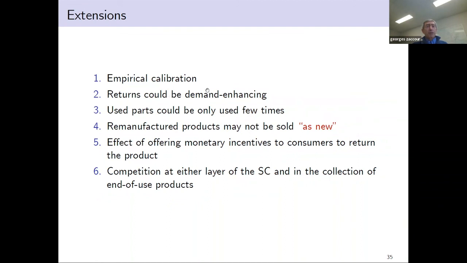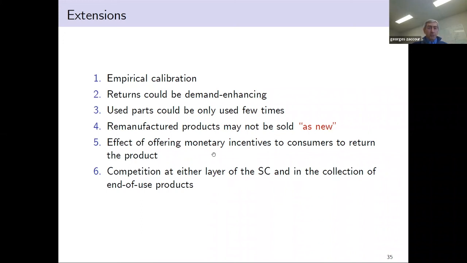Some extensions: empirical calibration. There is a literature dealing with evaluating the returns using some econometrics. So maybe for calibrating the model here, the famous parameters I was talking about can be obtained empirically. We are assuming here that the returns are for operations reasons, reduction of the cost, but they can also be demand enhancing. A used part can be used only a few times. Here implicitly I'm assuming that there is no bound on this. Also, remanufactured products are sold as new, but it may not always be the case.